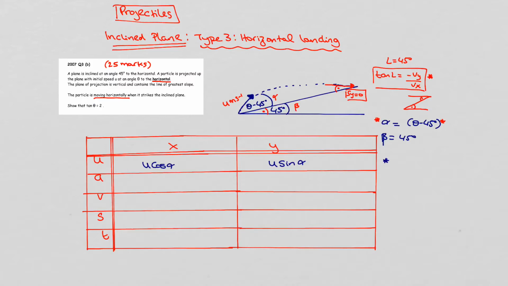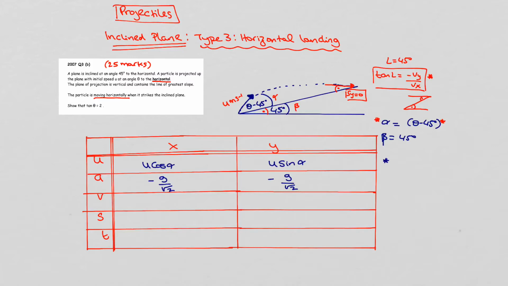So A in the x direction then is minus g sine beta, but sine 45 is going to be 1 over root 2, so that's minus g over root 2, and minus g over root 2, because that's minus g cos beta in the y direction.